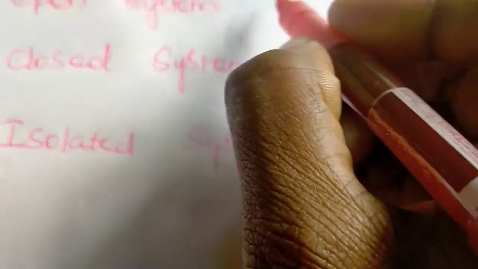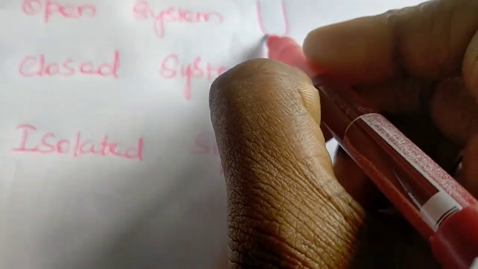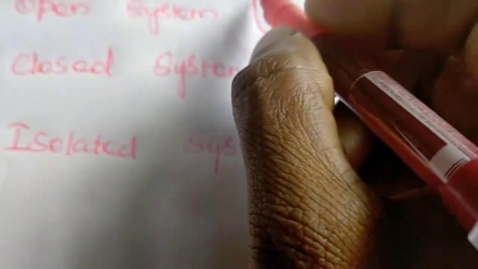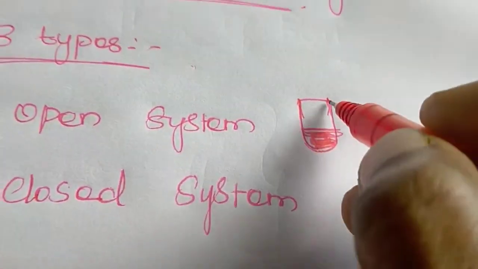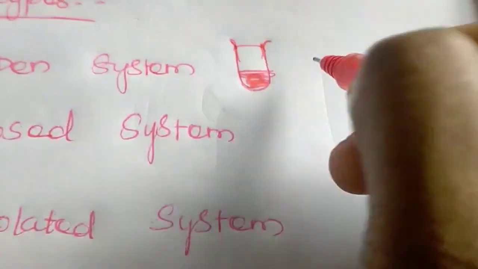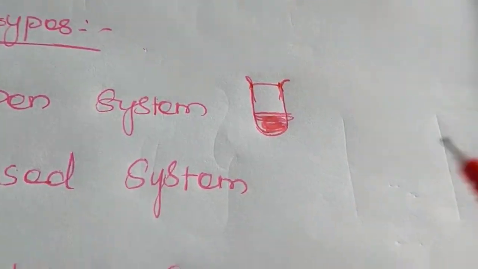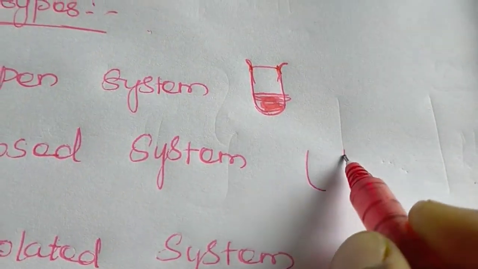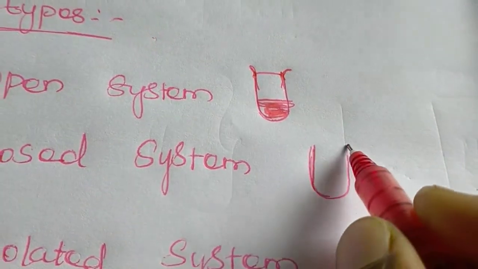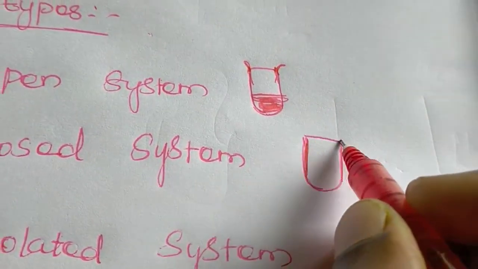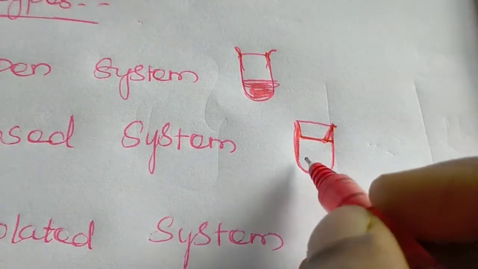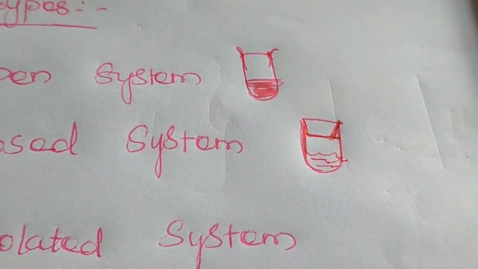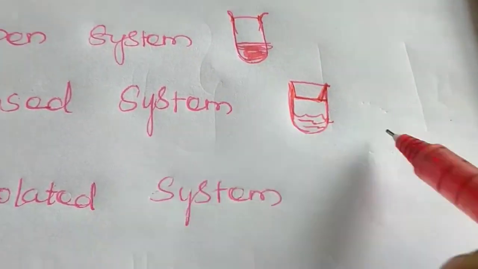So how will an open system be in the universe? You can take any compound in a test tube. Now this is an open system, so the mouth of this test tube is open. Okay, it is an open one. Then what is a closed system? The mouth of the test tube is closed. Okay, this is a closed system.